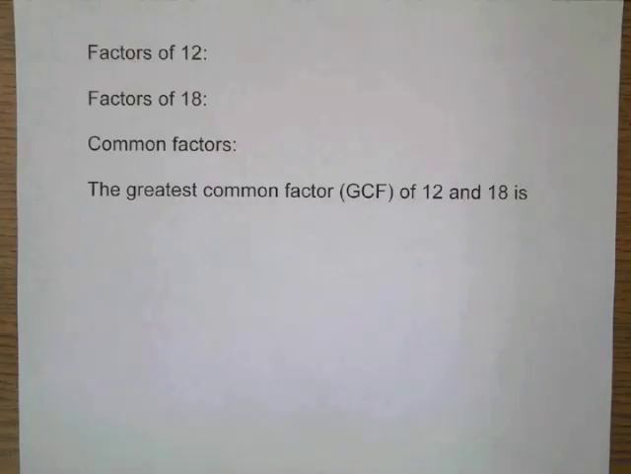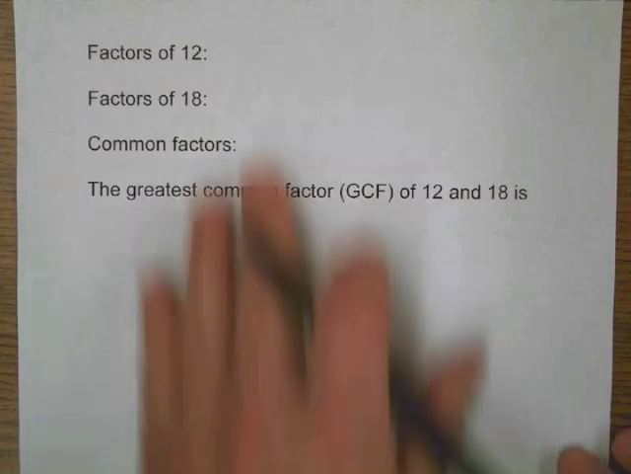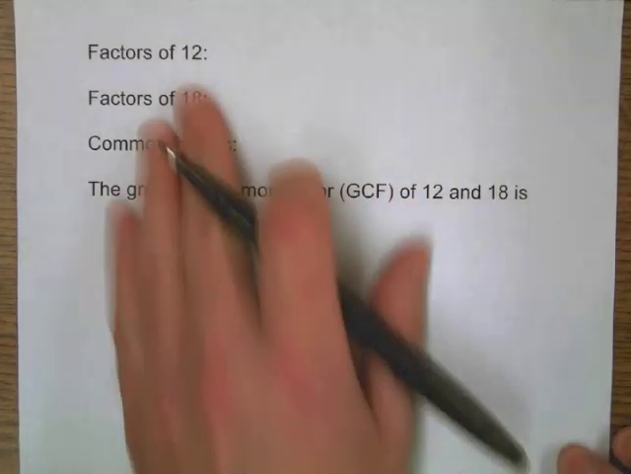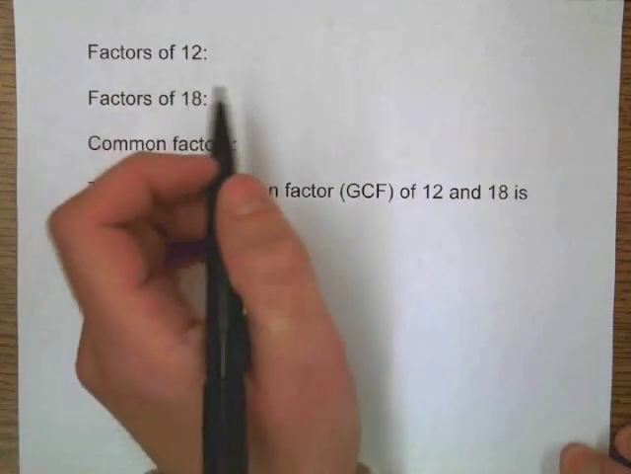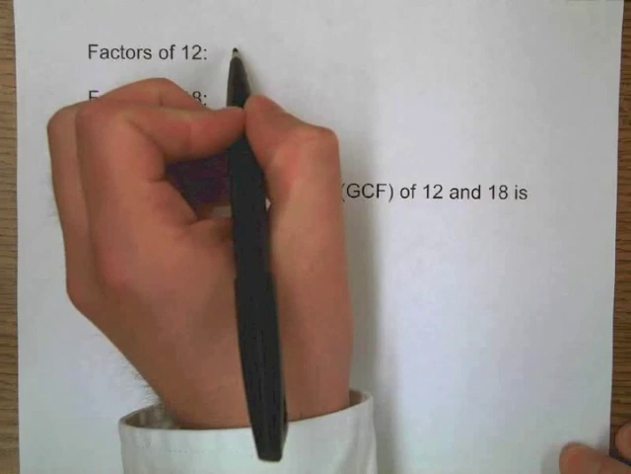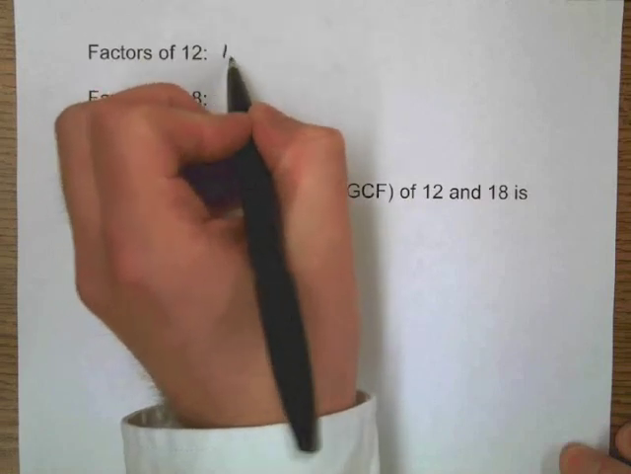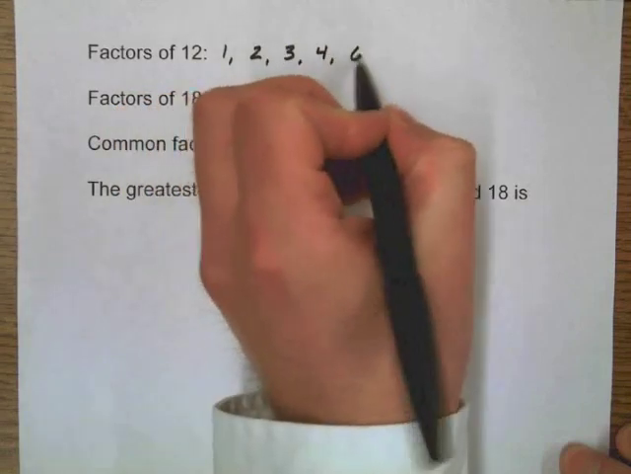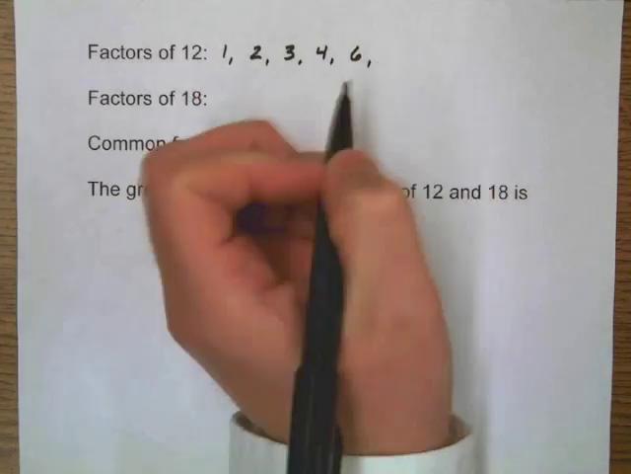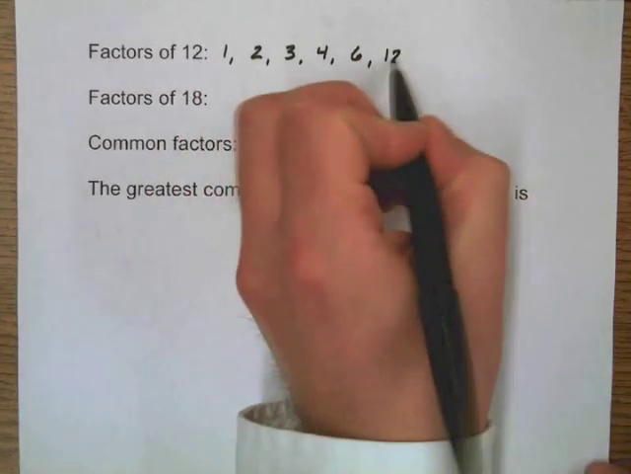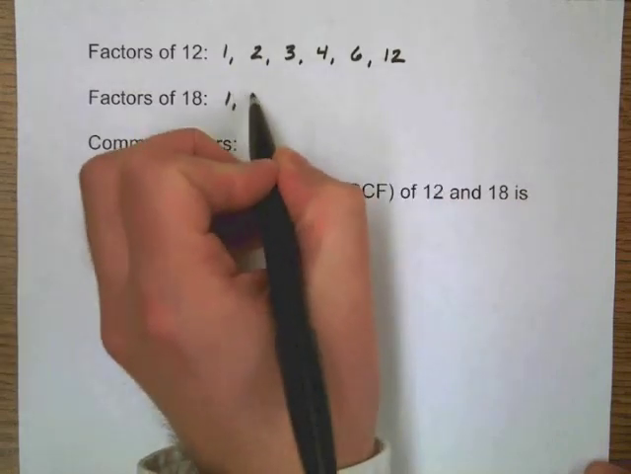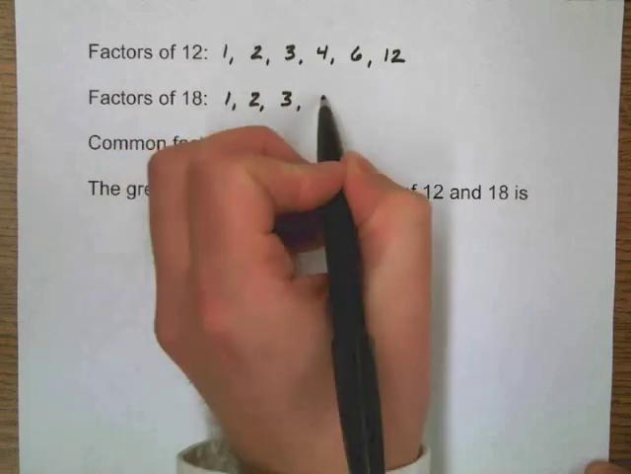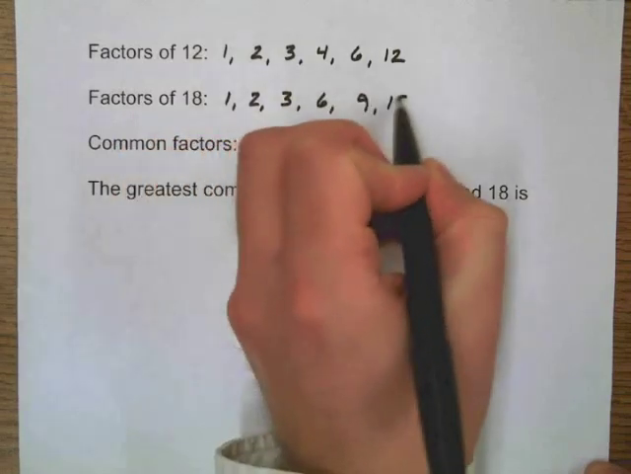Lesson 4-3, Example 1. Our objective is learning to find the greatest common factor of a set of numbers. Let's say we have a couple of different numbers here, 12 and 18. I know that the factors of 12 are 1, 2, 3, 4, 6, and 12. And I know that the factors of 18 are 1, 2, 3, 6, 9, and 18.